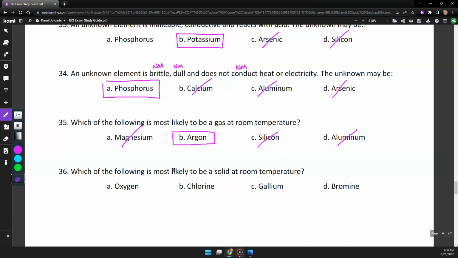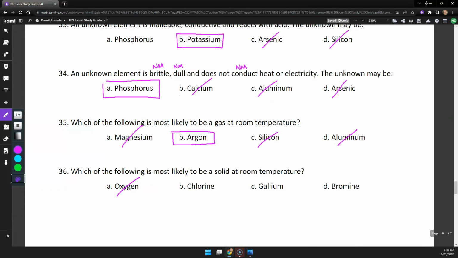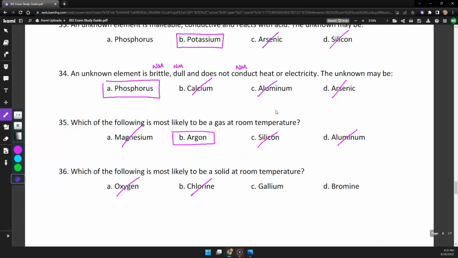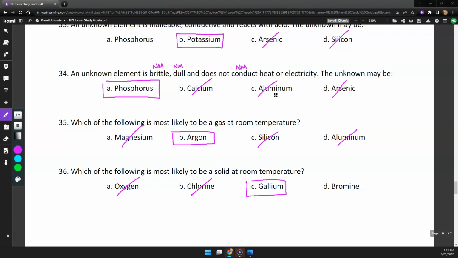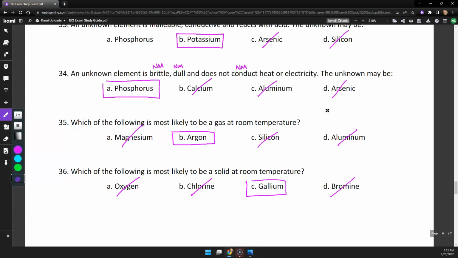All right, last one. Which of the following is most likely to be a solid at room temperature? Solids are metals at room temperature. Oxygen is a nonmetal. Can't be that. Chlorine is also a nonmetal, so it can't be chlorine. Gallium, Ga, where's gallium? Gallium's right here. Gallium is a metal. And just to check and make sure that we're not missing anything, bromine, Br, is right here, is a nonmetal. So it can't be bromine. That's it. That's the study guide.